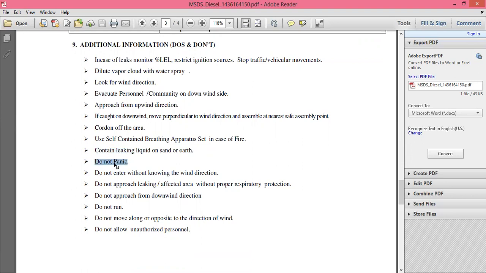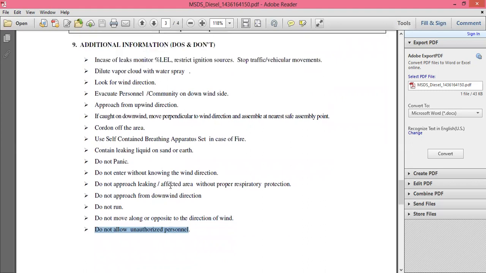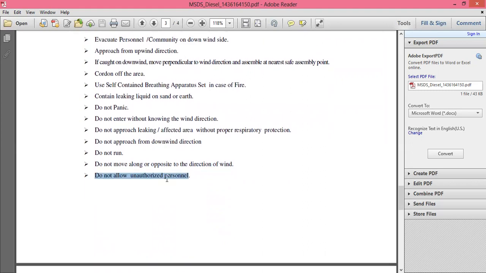Do not panic. Do not enter without knowing the wind direction. Do not approach the leaking affected area without proper respiratory protection. Do not approach from the downwind direction. Do not run. Do not move along or opposite to the direction of the wind, and do not allow any unauthorized personnel in the area. So this is the additional information related to this particular cargo.